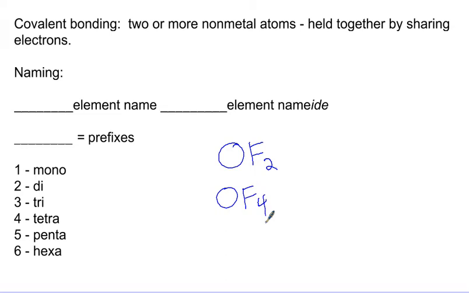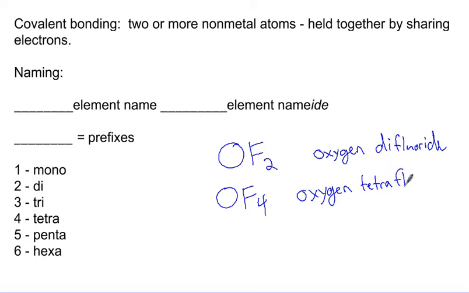Because there's more than one way to put things together, I need to be able to designate. So this would be oxygen difluoride, and this one would be oxygen tetrafluoride.